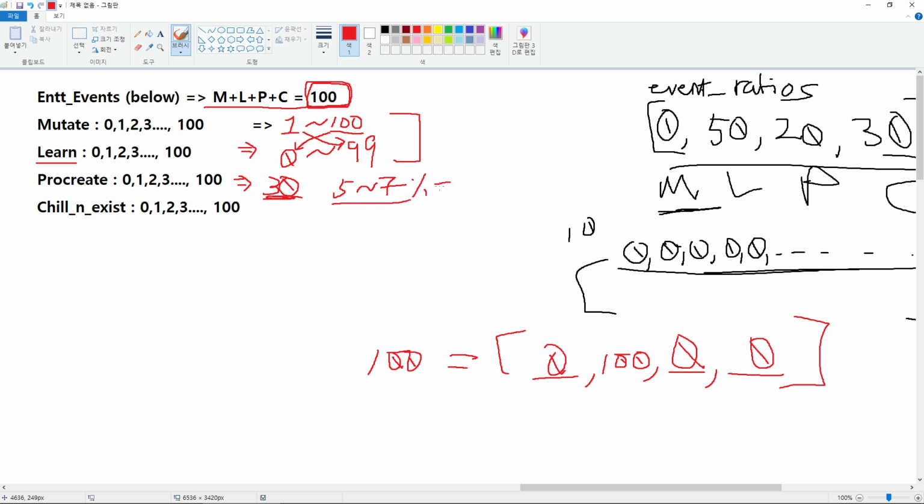So in this case, I just set the number for procreate event ratio to 3, 4, 5, and 6. Okay. And for chill and exist as well, for example, it cannot be 100 because it means that nothing will be doing anything but chill and exist. So nothing will be happening. No changes, no learning, no procreating. So that's a no. So 99.